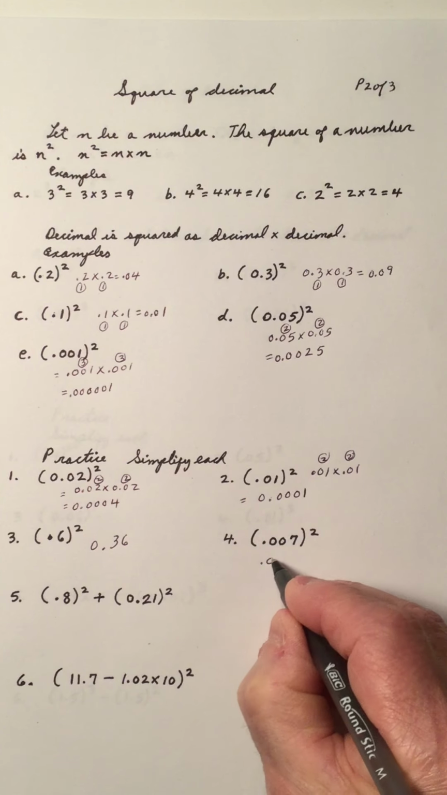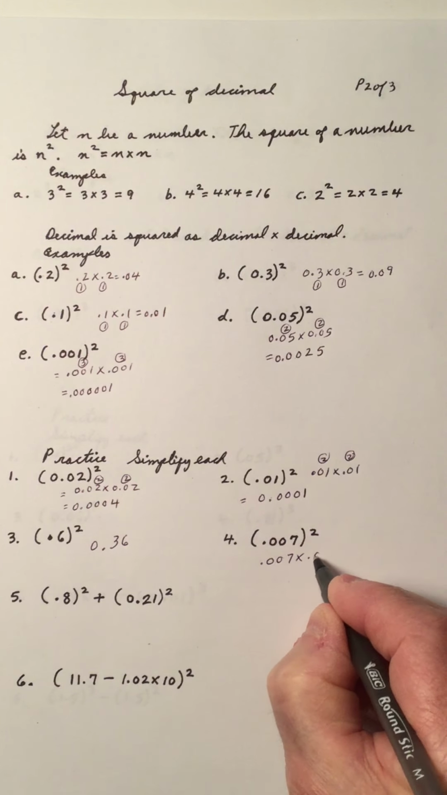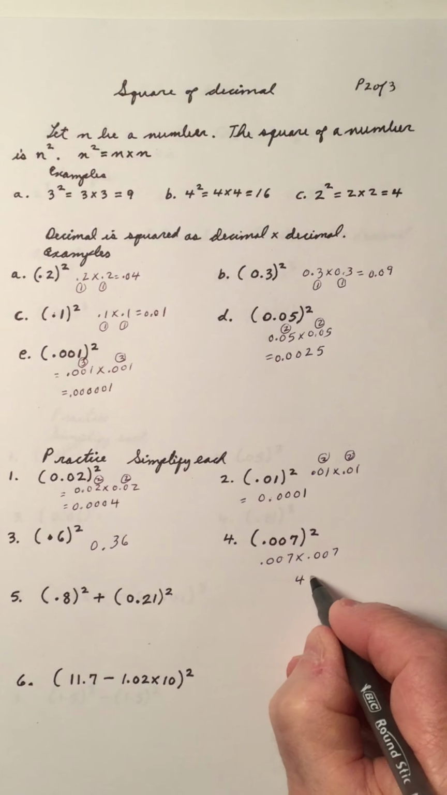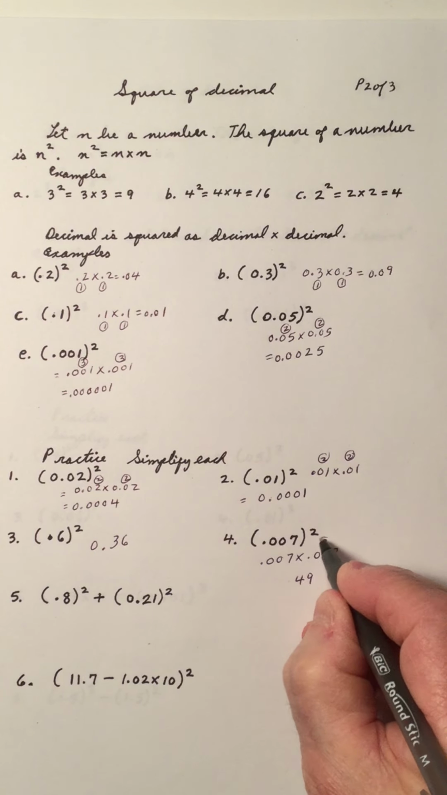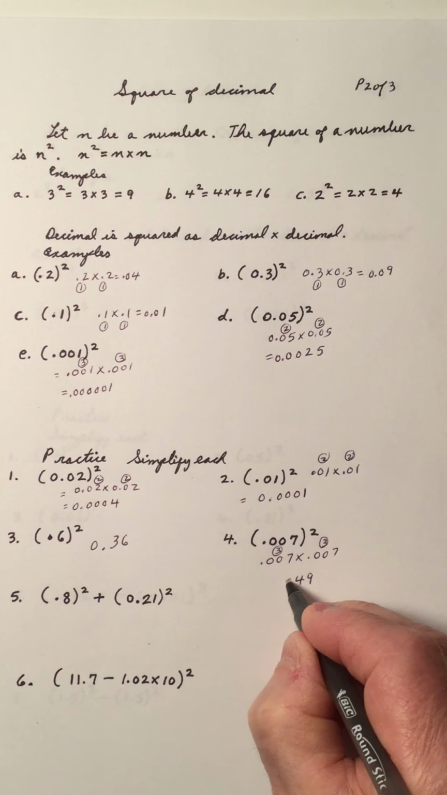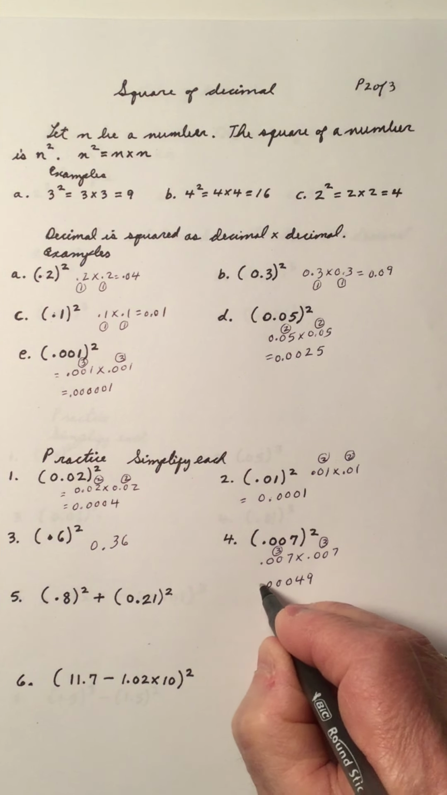0.07 times 0.07. We know that 7 times 7 is 49. And there's 3 decimal places in each of these, so that's a total of 6. 1, 2, 3, 4, 5, 6.